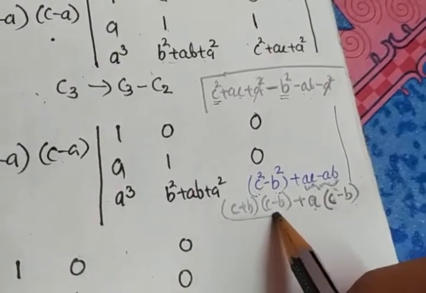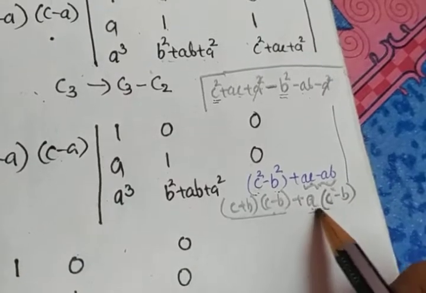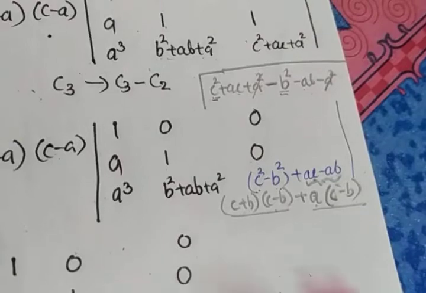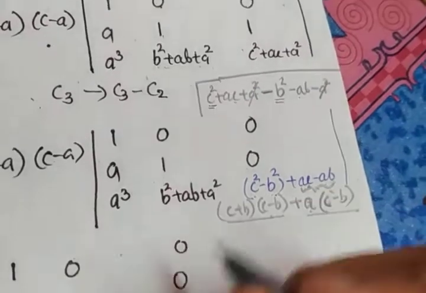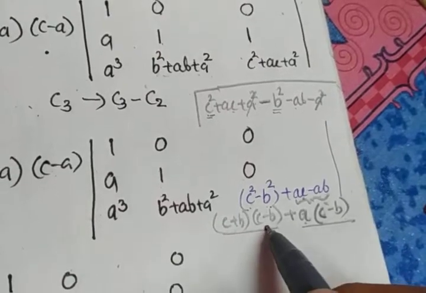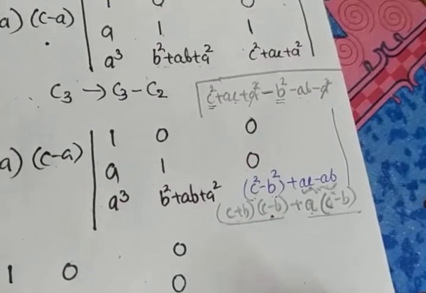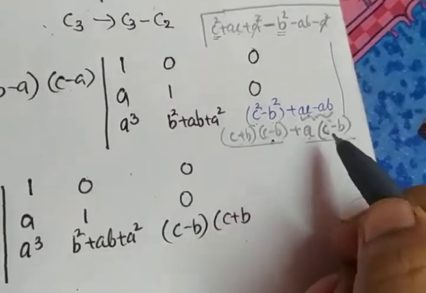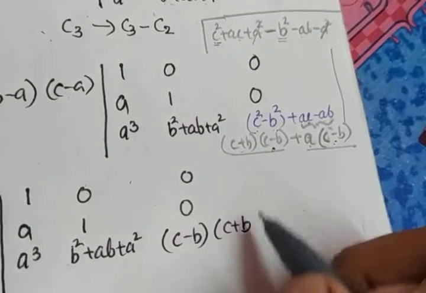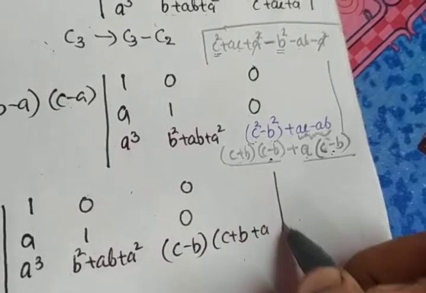Now we have two terms, c plus b into c minus b and a into c minus b. What is common there? The common term is c minus b. I am taking the common term and writing here. So c minus b into, the balance, c minus b came out. The balance in the first term is c plus b. And from the second term, c minus b came out as common, and the balance is plus a.